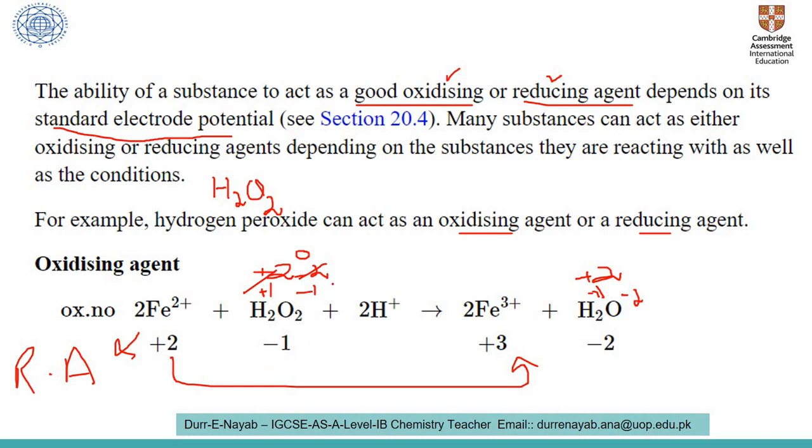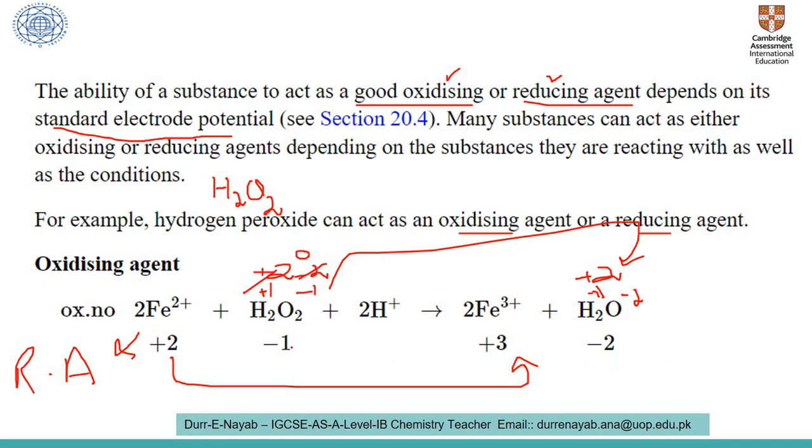Here oxygen changes from -1 to -2. Two electrons are gained here in a water molecule; in hydrogen peroxide, 1 electron was gained. So this is acting as an oxidizing agent, because it is the agent which helps in the oxidation of the other, but itself gets reduced.